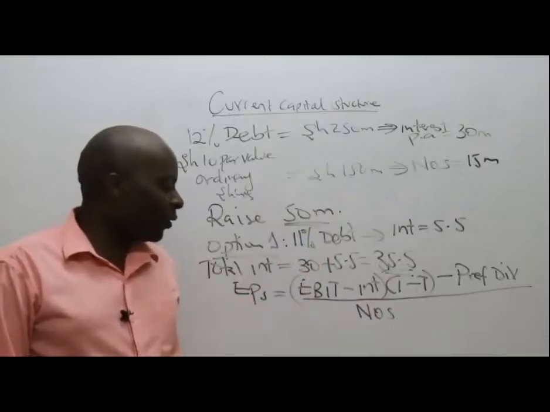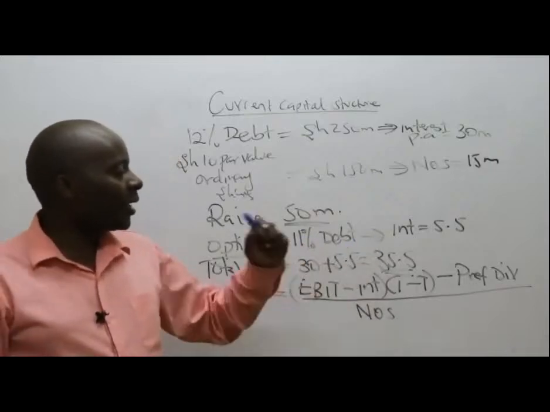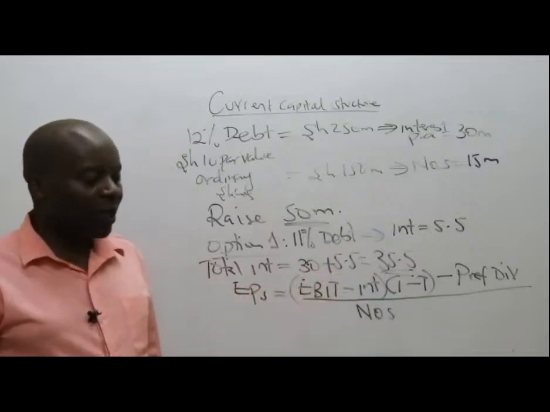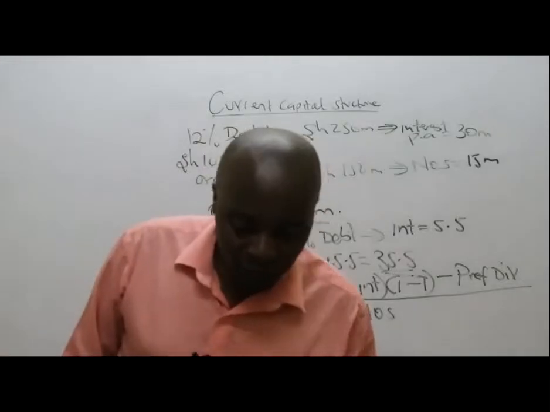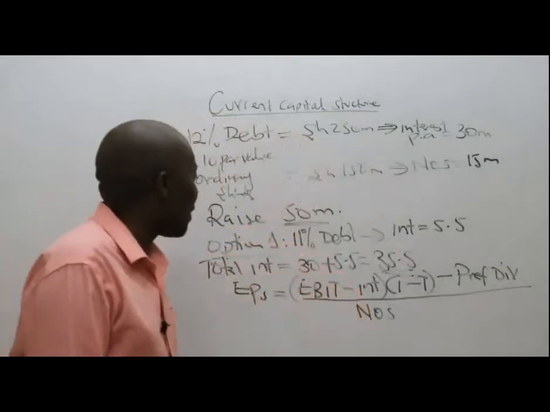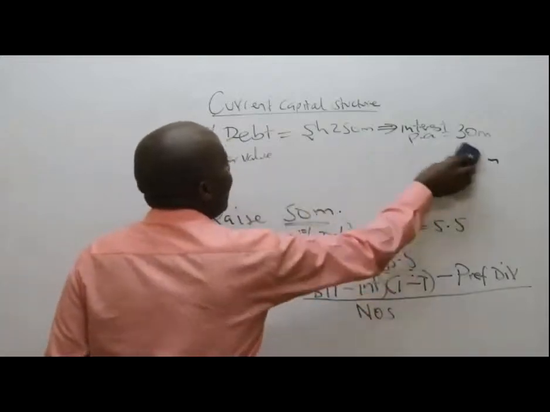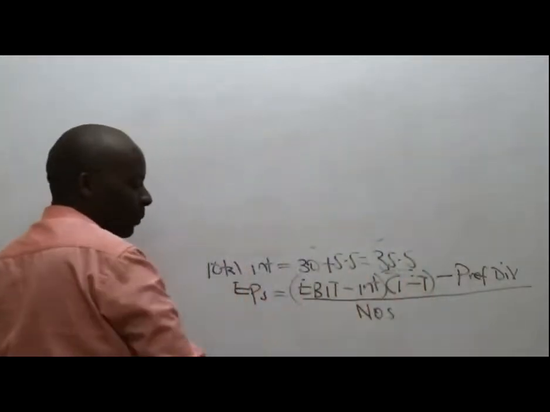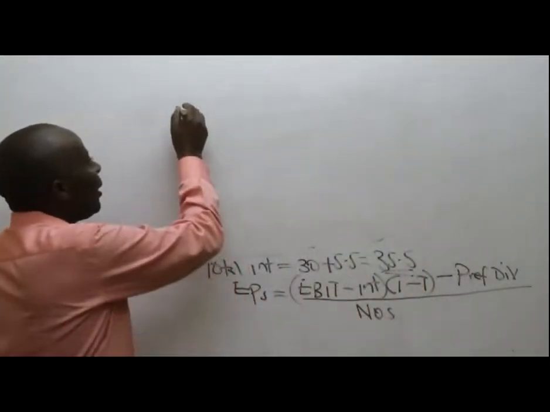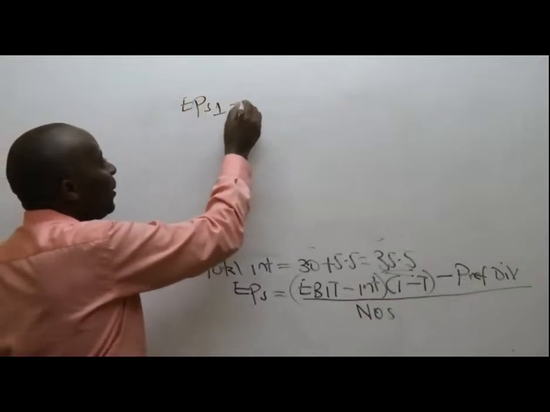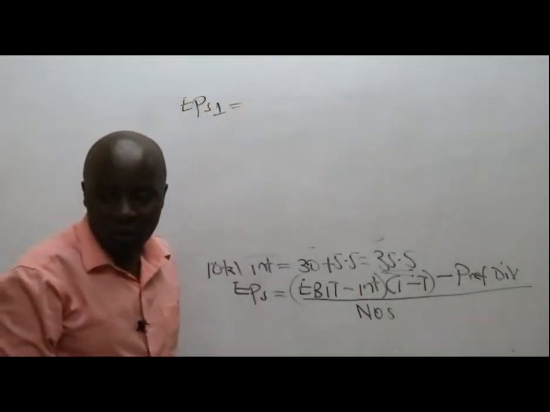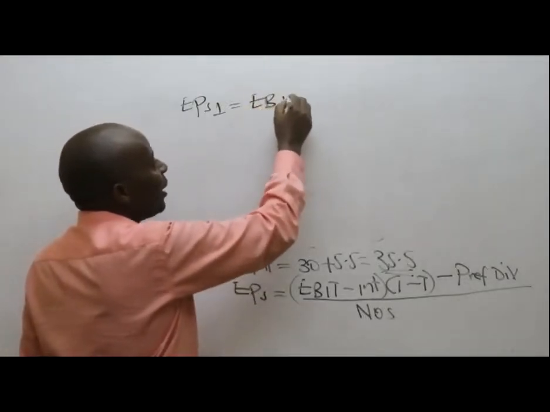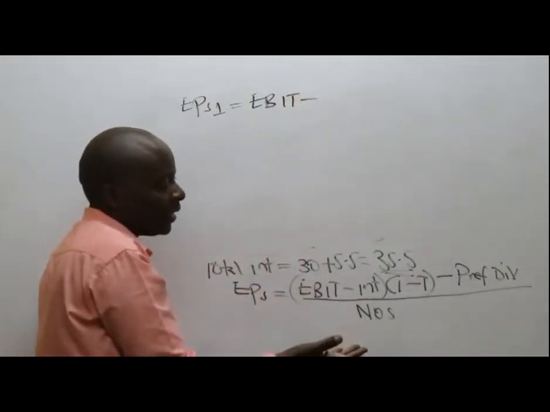Now, please do me a favor. Plug in the figures that we have in this formula, and call this EPS option 1. So EPS option 1 will be equal to EBIT minus interest, which you have already given me under option 1.